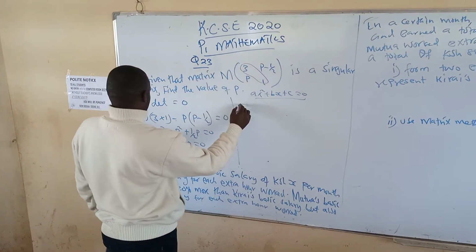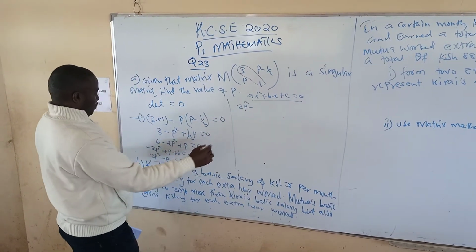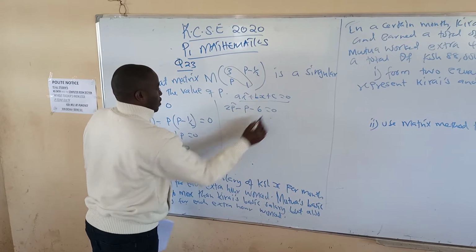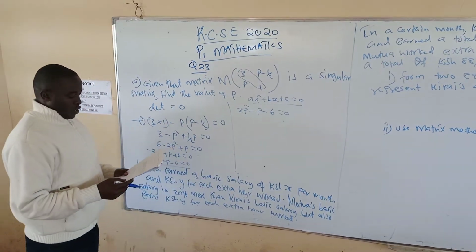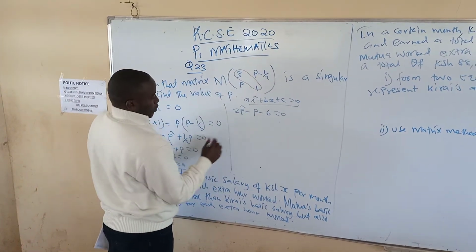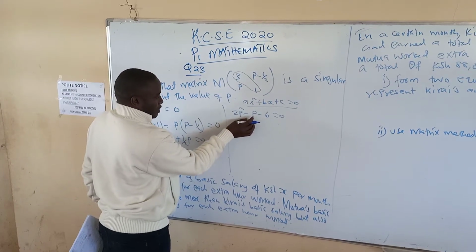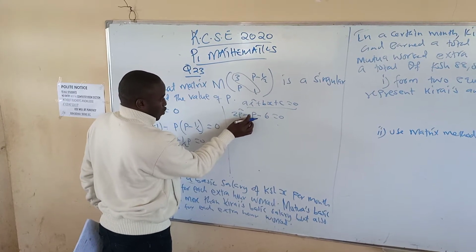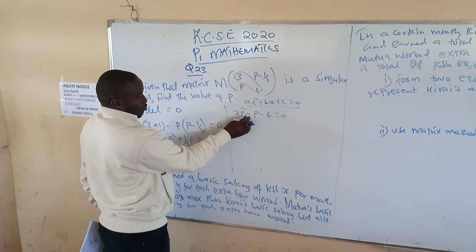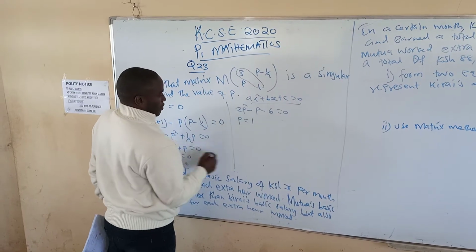We solve the quadratic equation 2P squared minus P minus 6 equals 0. We can use the quadratic formula. If we use the quadratic formula, then our P becomes minus b. The coefficient of b here is 1, so it is minus 1, which gives minus 1 positive.